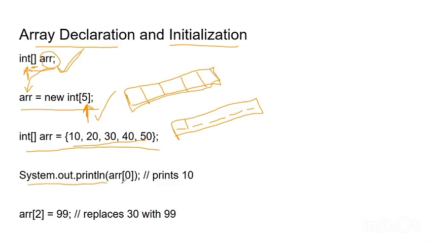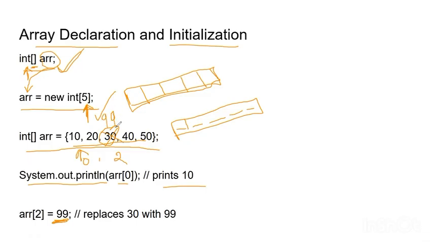We are printing array of 0, the indexing. So it will go to the 0th index and the value is 10. Likewise, we can replace it as well. So let's say for now array of 2. So this is index 0, index 1 and index 2. At index 2 we have the data 30. But if you don't want 30, then you can replace it with 99. So what happens? 30 is taken off and 99 is added.